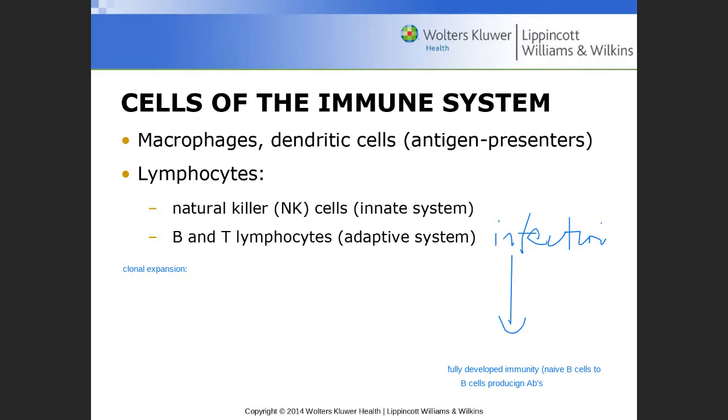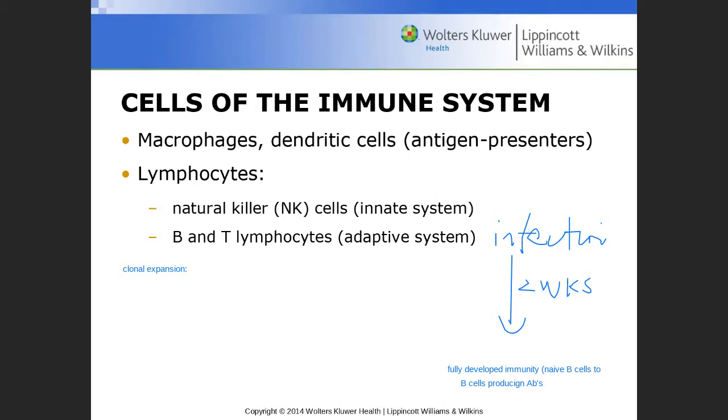So this process in which you have a fully developed immunity, which here you can think of as naive B cells changing, differentiating into B cells that produce the antibody, takes 2 weeks. It can also start with T cells as well. The fully developed cytotoxic T cell, very specific to a cell infected with a virus, takes about 2 weeks too, but we just consider B cells here.